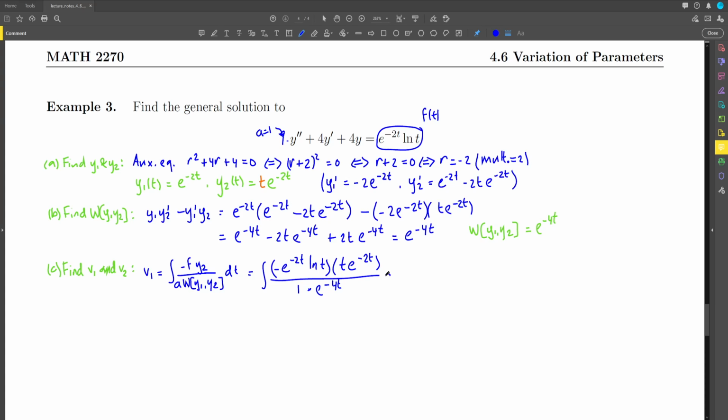Now, we can simplify this by noticing that e^(-2t) times e^(-2t) gives us e^(-4t), which cancels out with the e^(-4t) here. So this together with this cancels out this. And so what we're left with is the following. This is equal to negative the integral of t ln t.